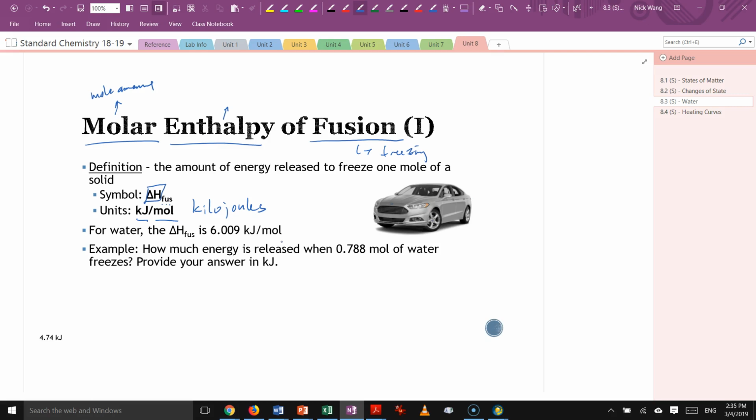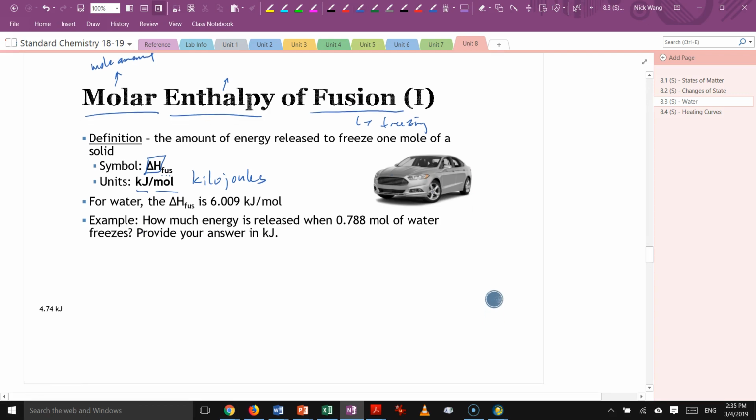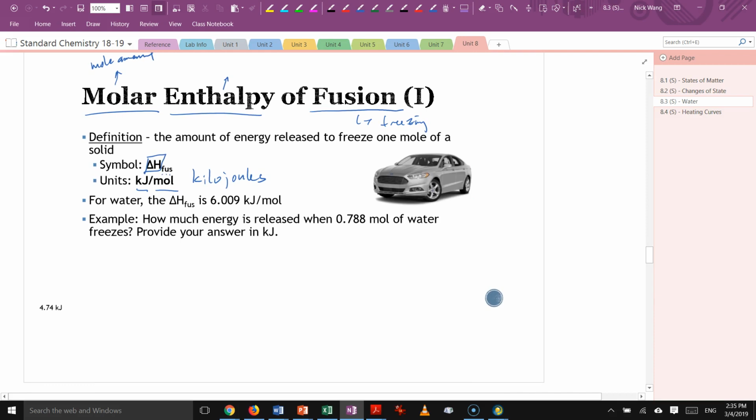So in this question, you see in this example one at the bottom anyway, how much energy is released when 0.788 moles of water freezes? Provide your answer in kilojoules. Well, thankfully, it's really not too bad because in this case, we just have the mole amount given to us. So I know it's 0.788 moles of water. And it's being frozen. So is there a way that we can relate the amount in moles and the energy associated with it? Absolutely. We have the delta H of fusion. We have this kilojoule per mole amount that we can apply.